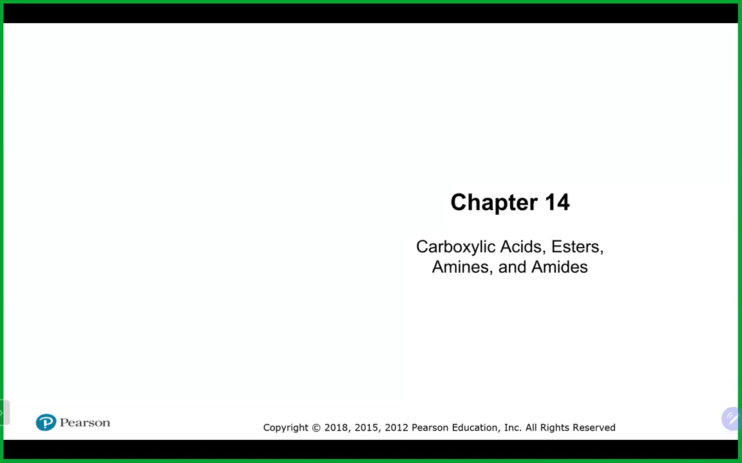So chapter 14, here's the rest of the organic buffet here of carboxylic acids, esters, amines, and amides. We're going to talk about, again, the rest of everything. So carboxylic acids, we actually just saw a second ago.